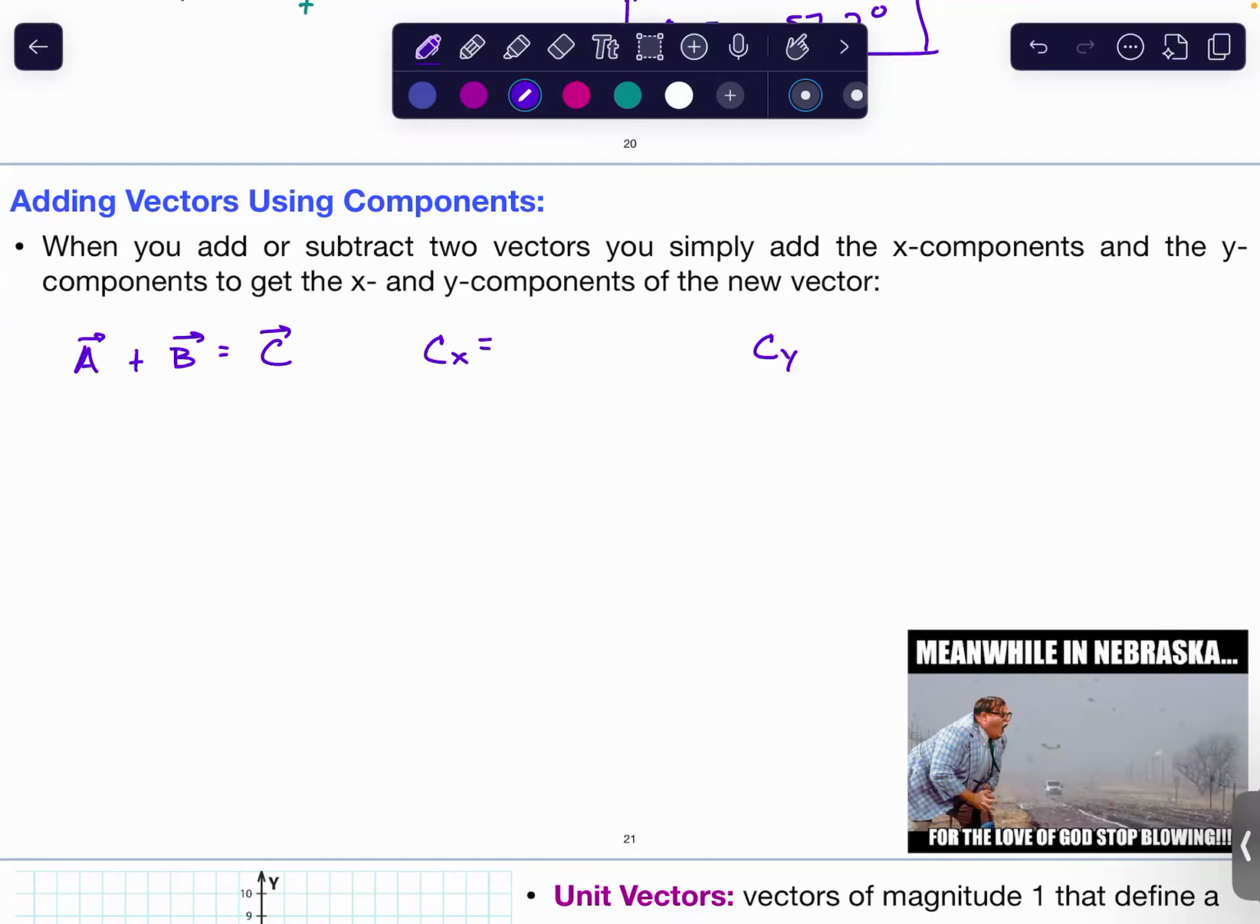The question is how do I get those? Well, I'm going to have vectors A and B. I'm going to find out their components. So to get the X component of C, I add together the X components of A and B. You get the Y component of C, Ay plus By.